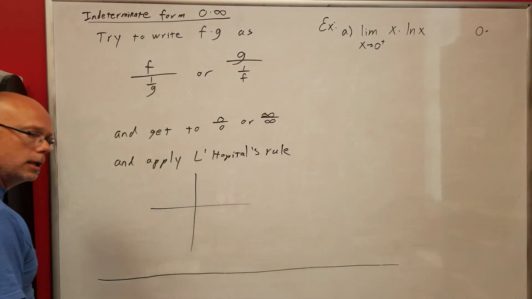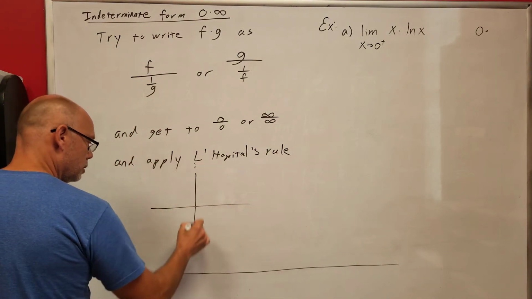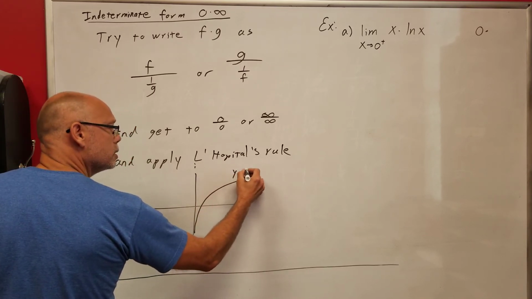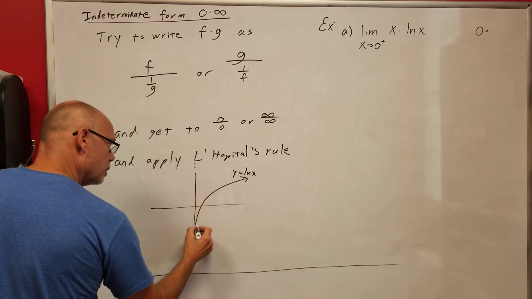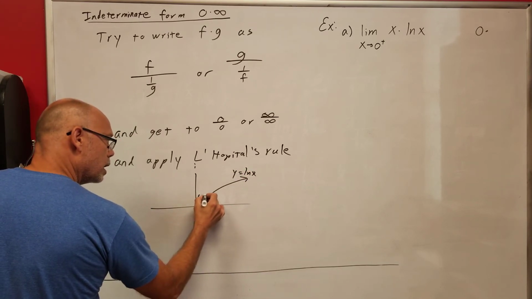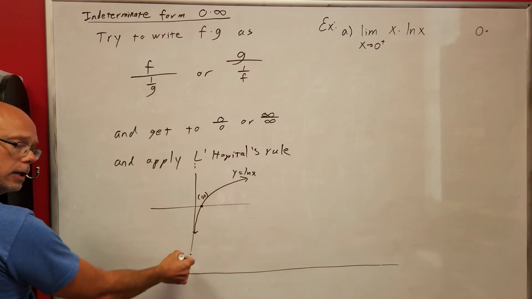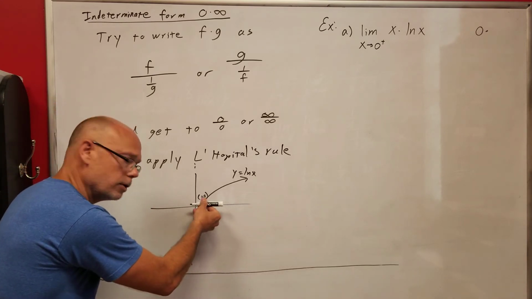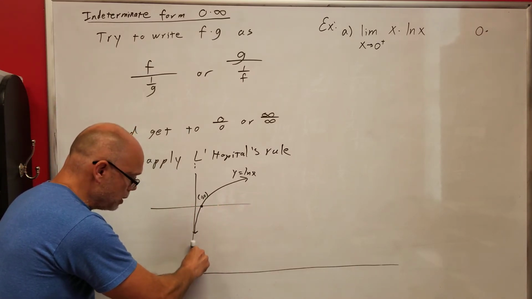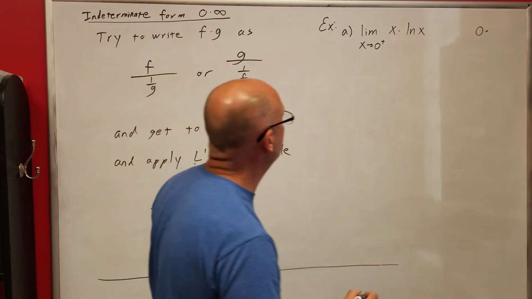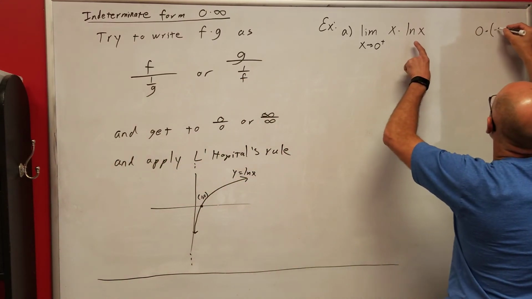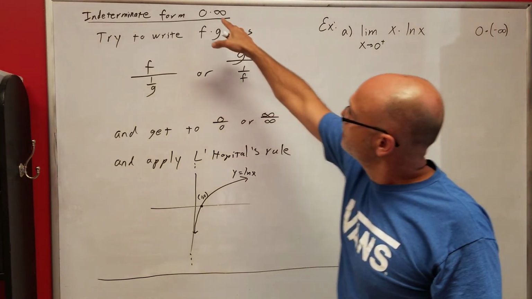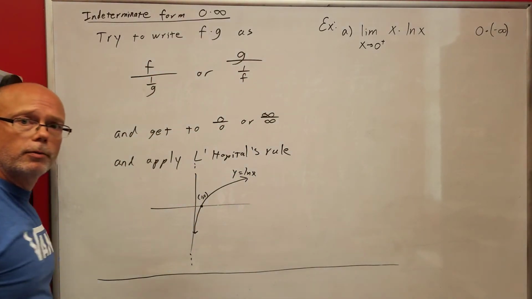Y'all had to graph that in Math 109. Didn't that graph look something like this right here? y is equal to natural log of x. It went through the point 1, 0, and it had a vertical asymptote right here at x is equal to 0, right? So what happens as we approach 0 from the right hand side? My graph is going what? Towards negative infinity. So I have 0 times negative infinity. That's this case right here, right? 0 times some form of infinity.